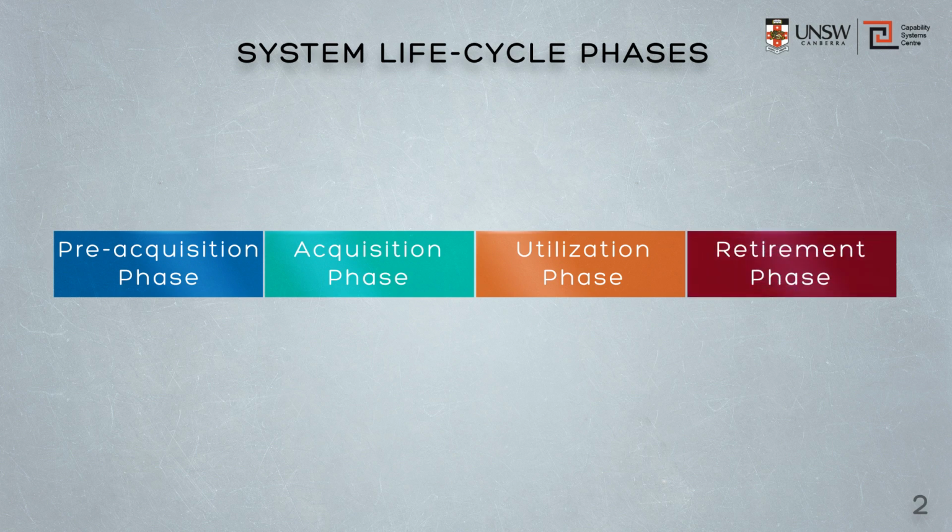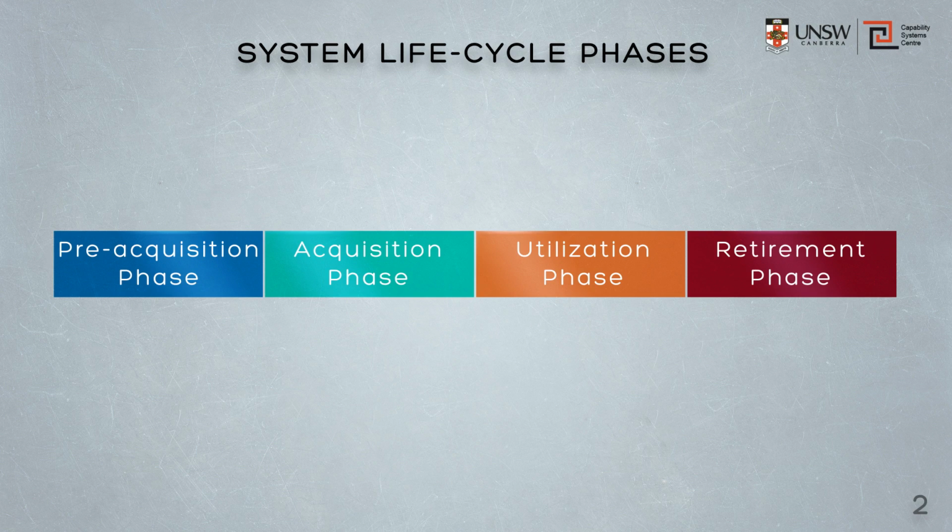The final phase is the retirement phase. So following operational use and system support, the system is phased out and retired from service. So the system lifecycle concludes with the retirement phase. If the business need for the capability still exists in the organisation, the conclusion of one system lifecycle marks the start of another, and the process begins again.